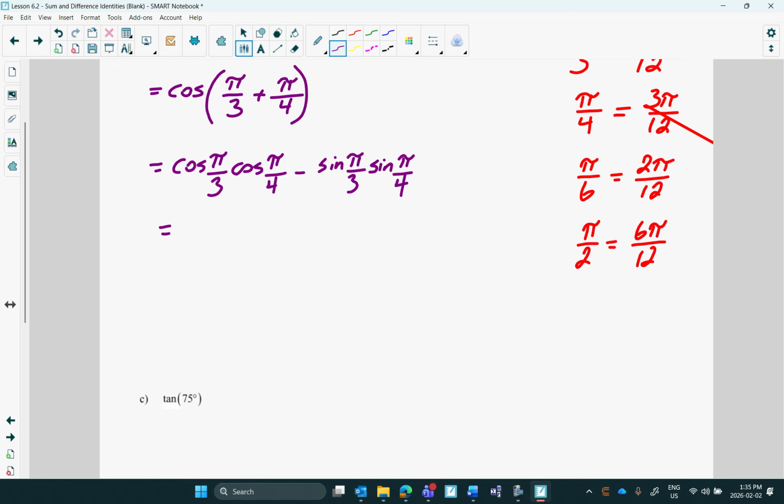What is the cos of pi over 3? Thinking of your unit circle. Root 3 over 2? Isn't that 1/2? What's cos pi over 4? And I need to multiply those together. Minus, what's sine pi over 3? Root 3 over 2. And sine pi over 4? Root 2 over 2.